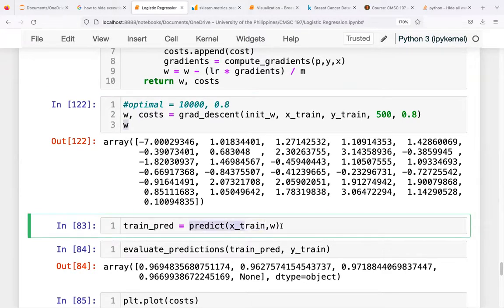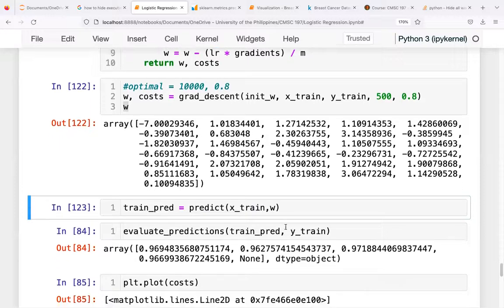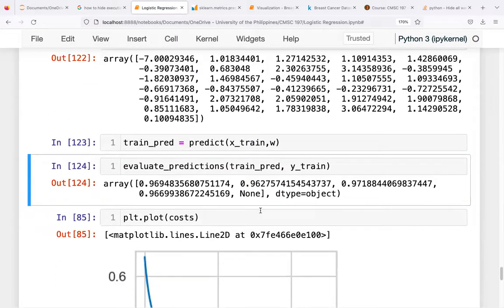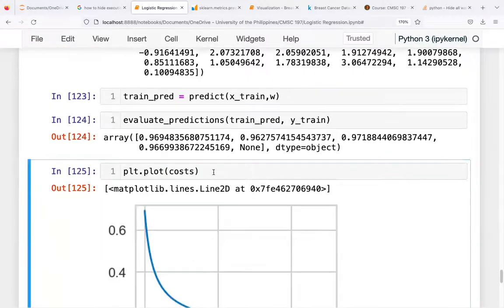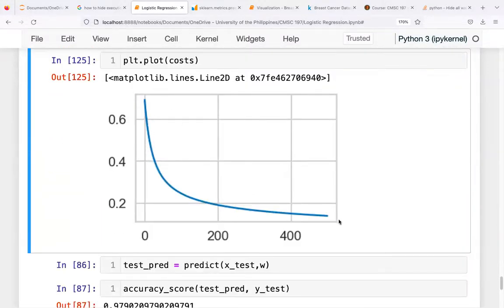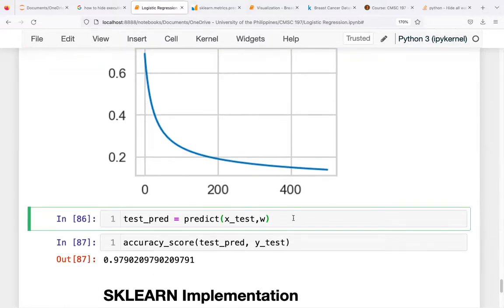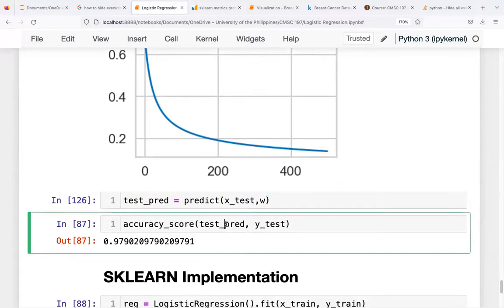So we are going to predict, let's say, the X train, and then evaluating the predictions, it will give us the accuracy of 97%, and precision, recall, and F1 support. And if we plot the cost, then it will give us this convex form or plot. As you can see, the cost is decreasing as the number of iterations is also increasing. And then for the test prediction, we also use the optimal weights, the X test, and the accuracy score is at 98%.